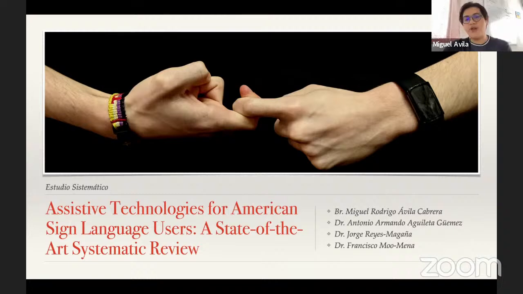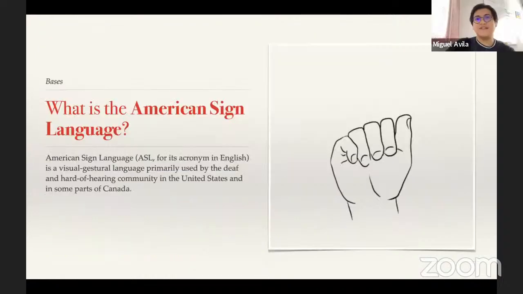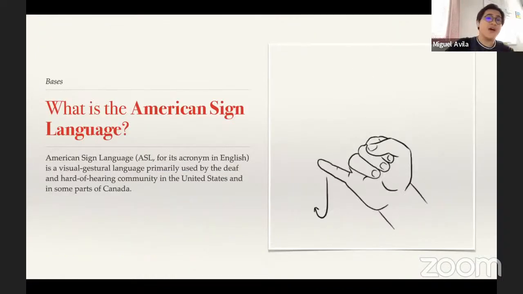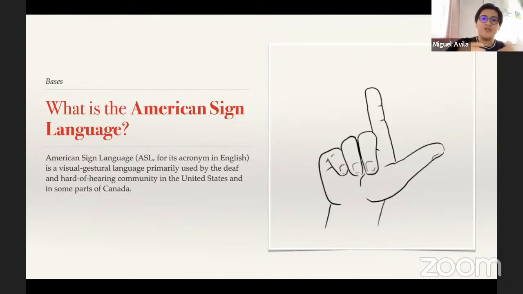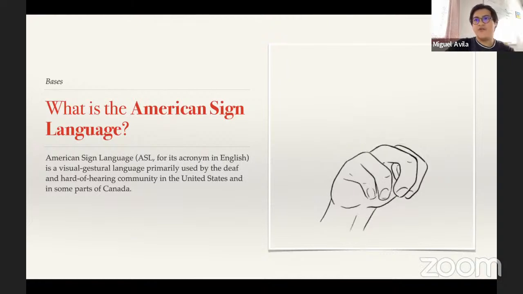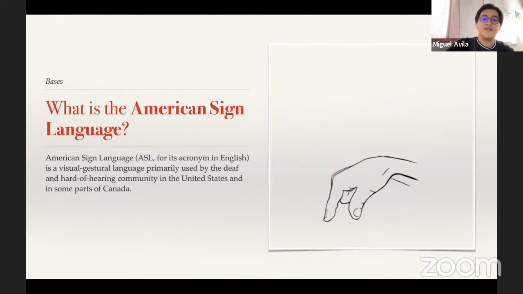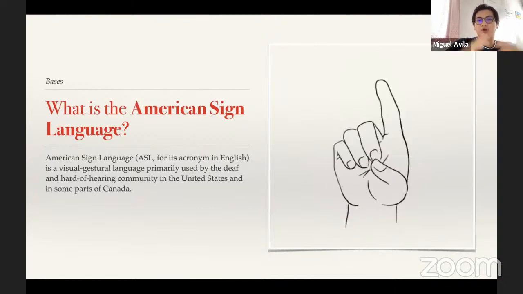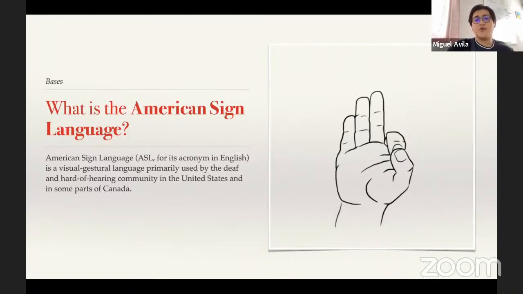Okay. Perfect. So hi, we're going to present this paper, Assistive Technologies for American Sign Language Users. This one is a state-of-the-art systematic review. So now let's start presenting some of the bases we have here. So first, the American Sign Language. Basically, it's a visual gestural language primarily used for the deaf and hard of hearing community in the United States and some parts of Canada. And of course, something that we don't include here is that it's actually almost the standard for sign languages, and it's really spread out in the world. So that's why we focused exactly on this sign language.